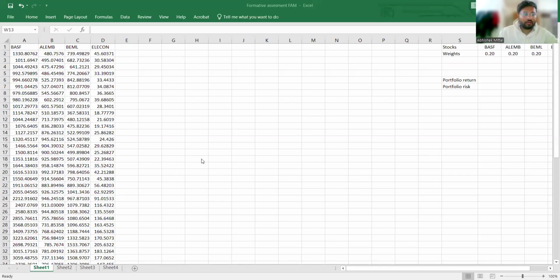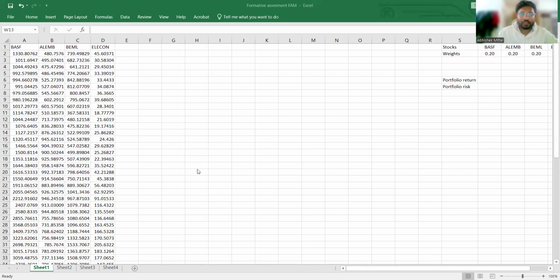So I open my Excel and share my screen. One minute. So now you can see my screen.